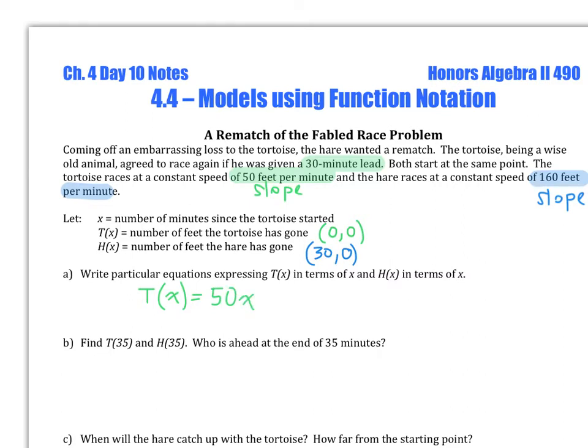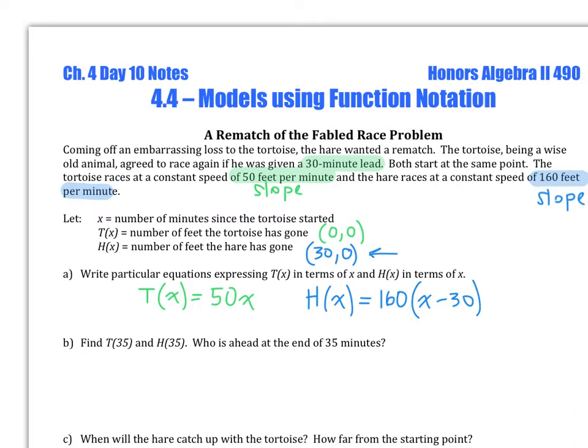So we're going to have 50x. For the hare, we have to keep in mind that he starts 30 minutes after. So I want you to try to come up with the equation for the hare on your own, and we'll compare. Hopefully you had a chance to think about it. So our hare equation, h of x, in terms of x, is going to be our slope, 160, times our point, right? Which is just going to be x minus 30 if we're thinking of point slope form. So here are two equations that represent our tortoise in green and our hare in blue.